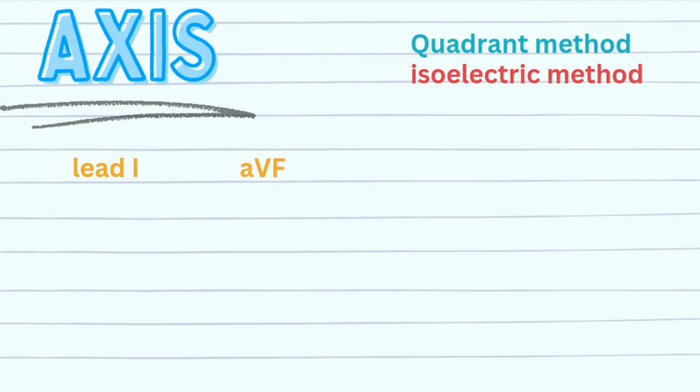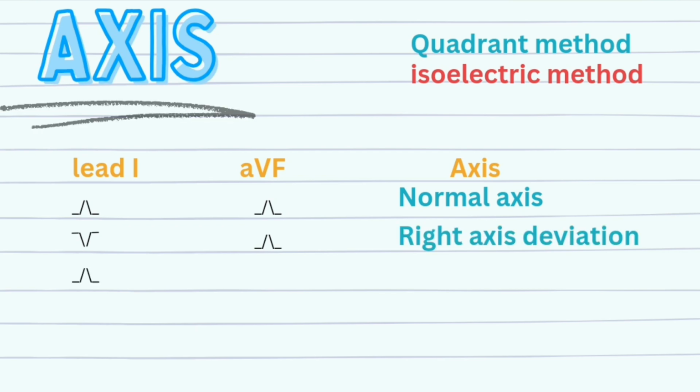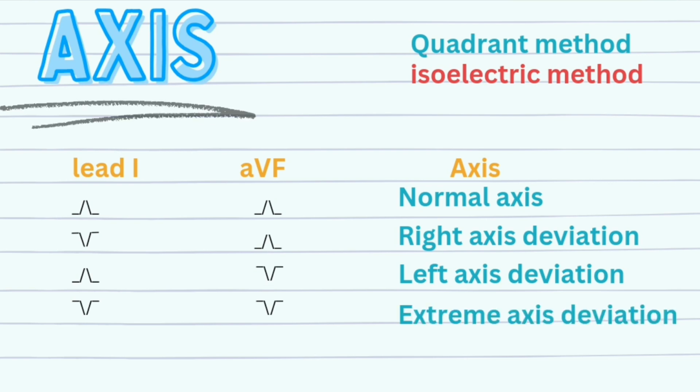We will see upward or downward deflection of lead 1 and aVF to determine the axis. If upward wave deflection in both the leads, it's a normal axis. Downward deflection in lead 1 and upward in aVF shows right axis deviation. Upward deflection in lead 1 and downward in aVF indicates left axis deviation. And downward deflection in both leads indicates extreme axis deviation.